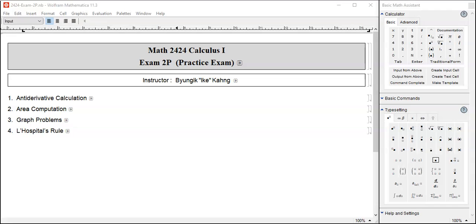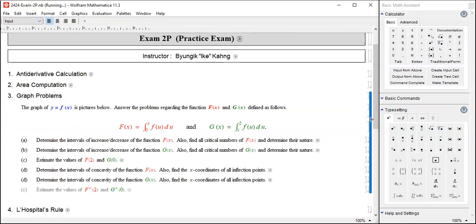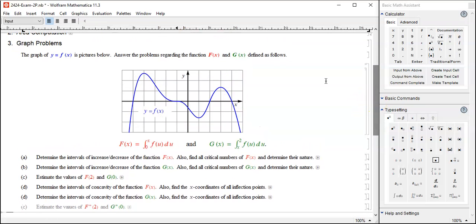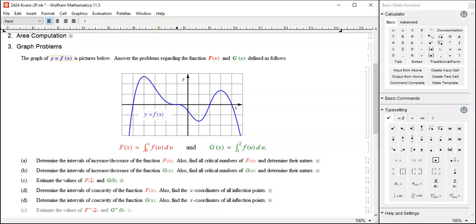Hello students, welcome back. Now let's go to section 3 of this problem set, graph problems. All these problems are associated to this graph, and that graph is a graph of y equals f of x, lowercase f. And we have to answer the questions about capital F of x and capital G of x, both of which are given in terms of the definite integral.